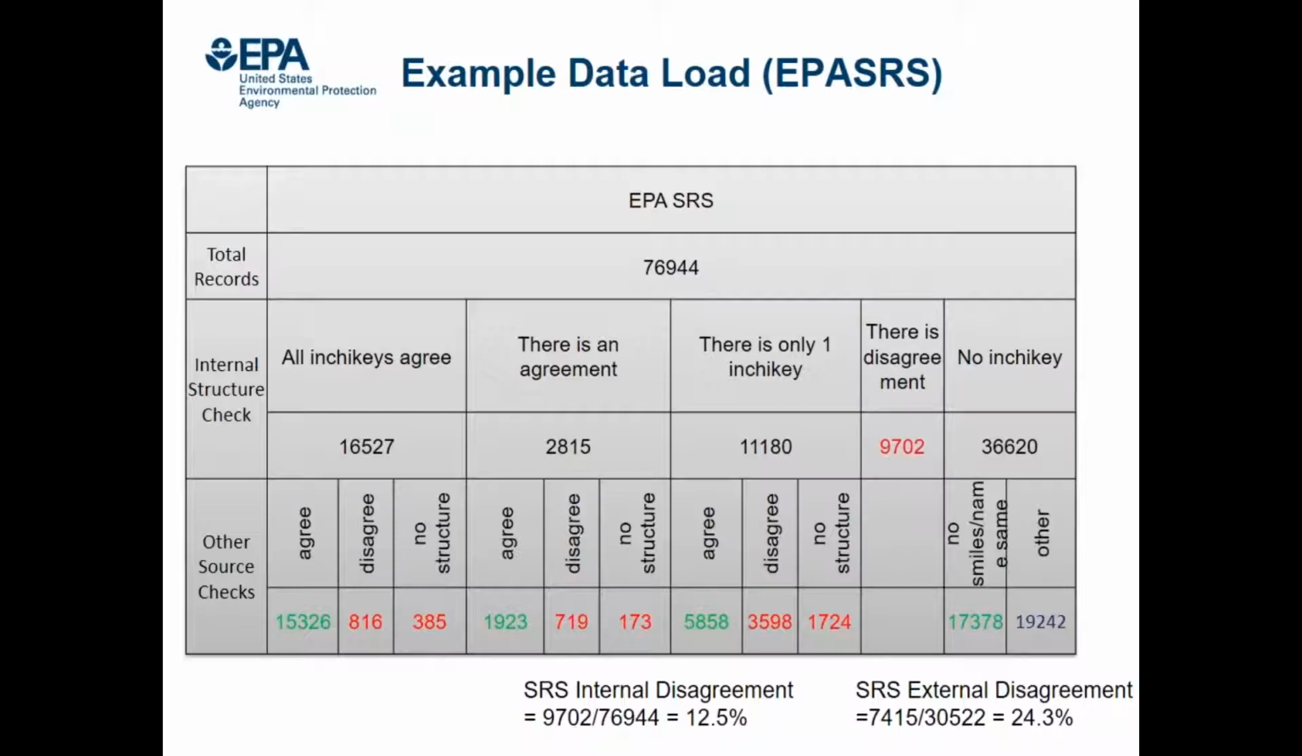And so I'm going to give you an example of what happened when I tried to coalesce that data and put it into my database, DSSTox, which had been highly curated up to this point. So there were a total of 77,000 chemicals in EPA SRS.